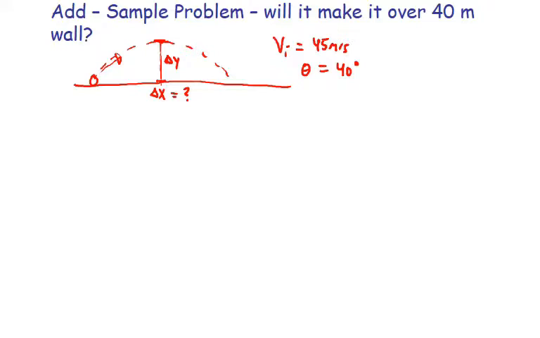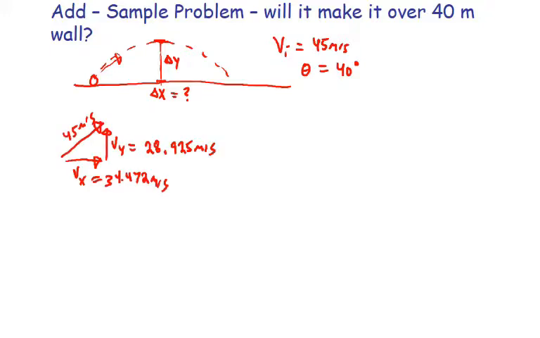So here's the first one. Let's say we have a ball, and this ball is kicked with an initial velocity of 45 meters per second at 40 degrees. The question I want you to find is, will it make it over a 40-meter wall? What you're going to need to do is set this up just like you did before, getting your x and y values, and determine if it's going to clear the wall. So go ahead and pause the clip, do your best, go as far as you can, and then you can continue when you're ready.